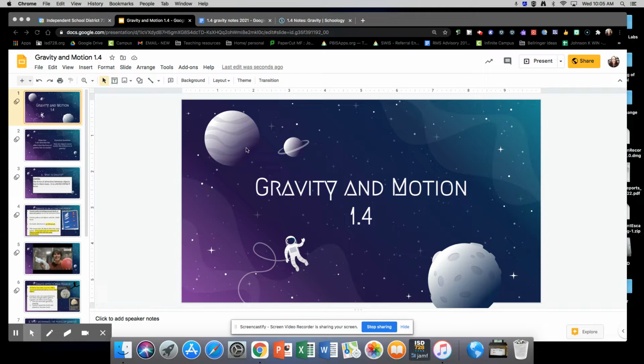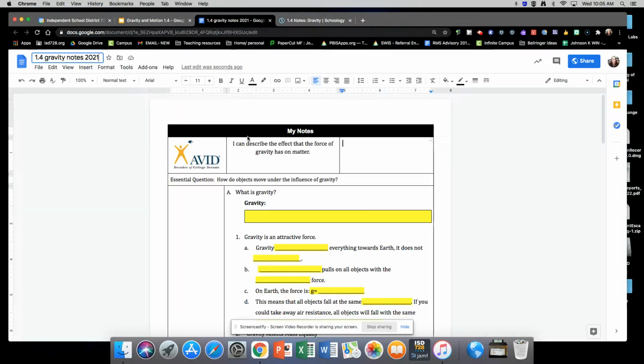So you will need this screencast or the slideshow that looks like this, as well as your 1.4 gravity notes. You should have already made a copy of this. And as we go, you're going to fill in the yellow highlighted sections.